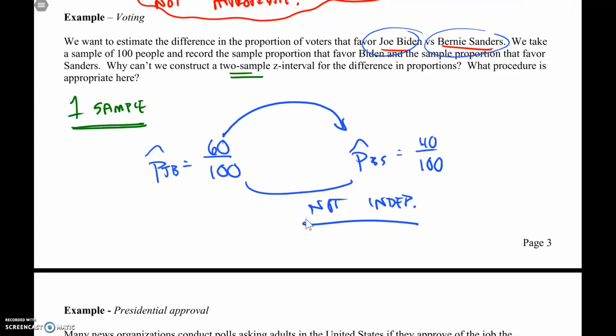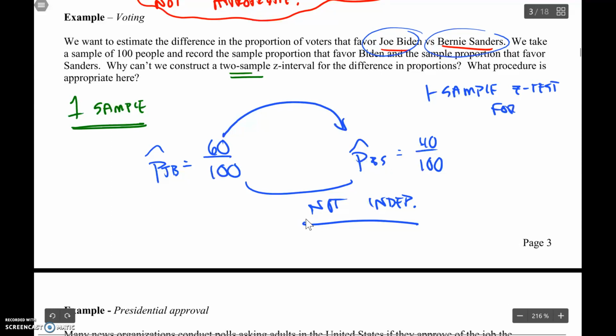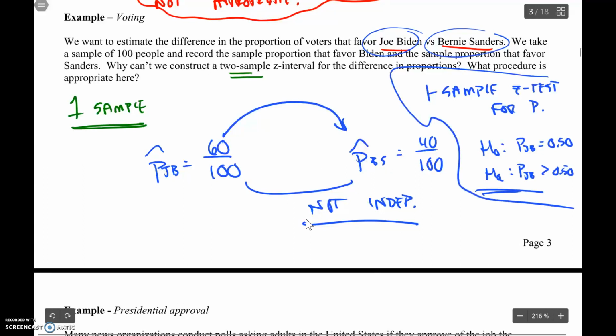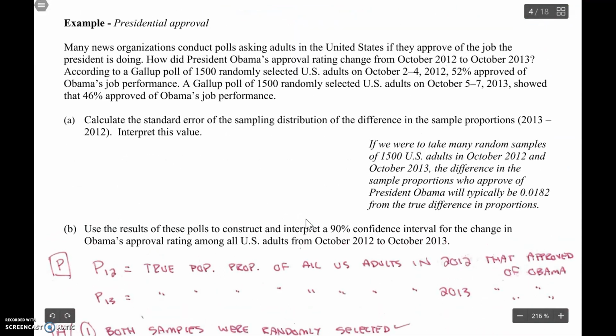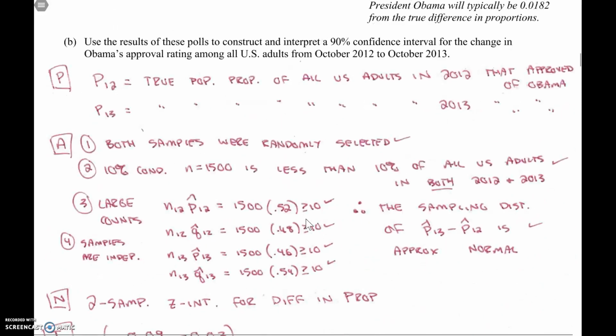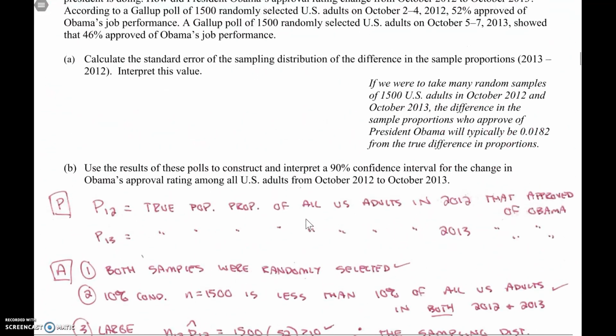What procedure is appropriate? A one-sample z-test for p. We should be saying the proportion that favored Joe Biden is equal to 50% against the alternate that the percentage that favored Joe Biden is maybe greater than or not equal to 50%, whatever you want to show. That's the type of test we should be running. It's just a one-sample test. Okay? All right. So these examples, the notes are already filled out to kind of just save time. So let's just go over it.